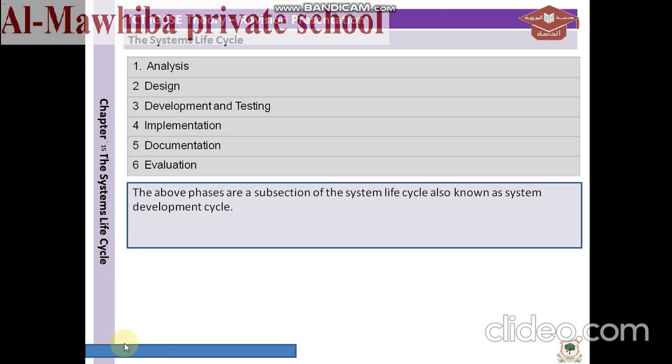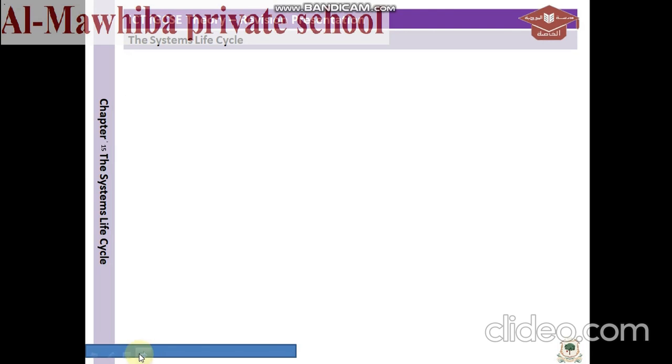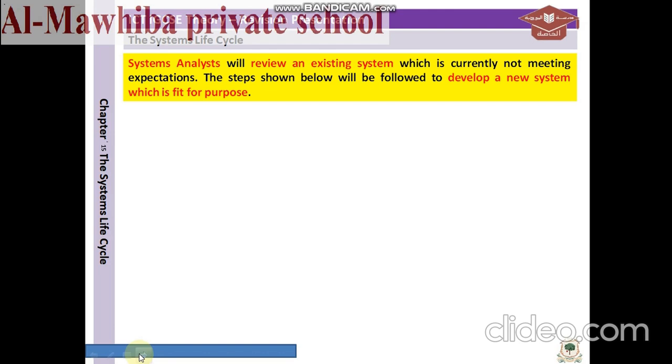So, the first stage is analysis. During analysis, it involves how the current system works and what requirements should be gathered from a client for our new system. The analysis will be conducted by the system analyst. They will review the existing system, which currently does not meet expectations. That's why they gather the information or the specifications from the client.